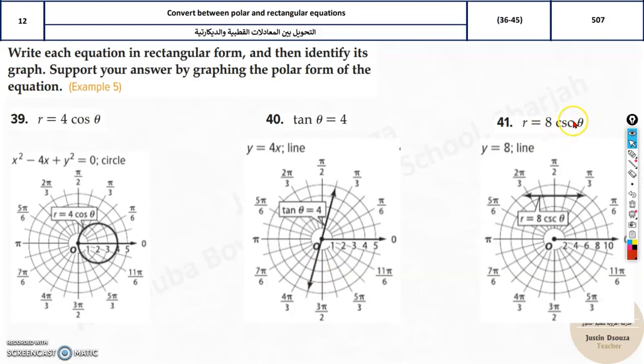Whereas over here, where it's cosecant, you know what cosecant is? 1 by sine. Sine is just y, isn't it? So basically you solve it. Y is equal to so much.